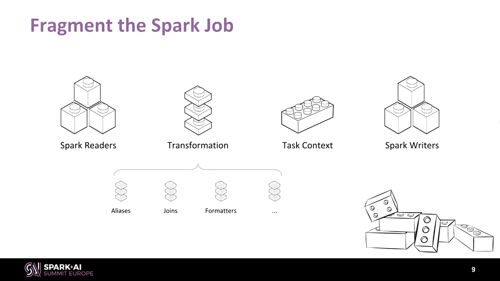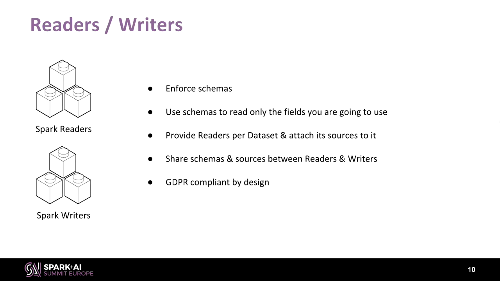How did we do that? We started figuring out how we can fragment our code. At the end, all the Spark jobs, or more or less all of them, have readers and some transformations. Here we can see some aliases, joins, formatters, different things that transform the data frames. Then we have some context when we have all together, and then we have to write all the data. So we started focusing on the readers part.